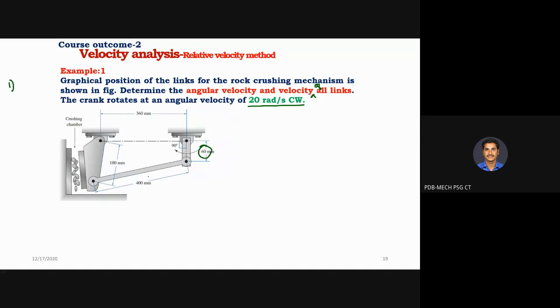60 mm crank dimension, coupler 400 mm, rocker 180 mm, and frame 360 mm. All the dimensions are given. Okay, first condition, dimensions of all the links are given. So the first condition is satisfied. What is the second requirement?